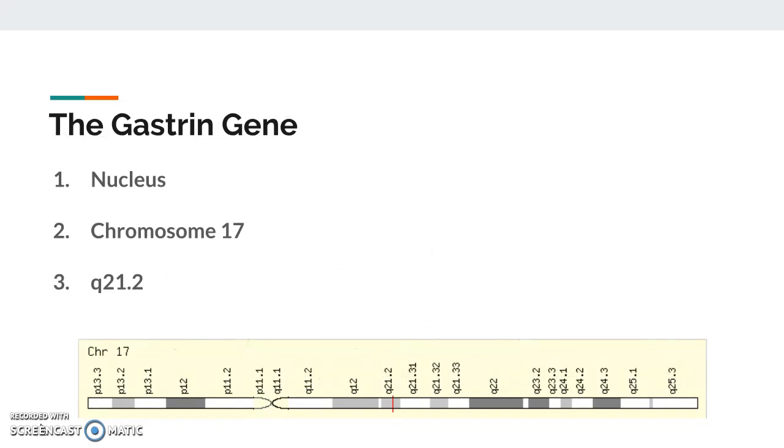The gastrin gene. The gastrin gene is located in chromosome 17. The gastrin gene is located in the part of Q21.2 and in the nucleus.